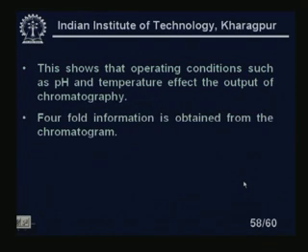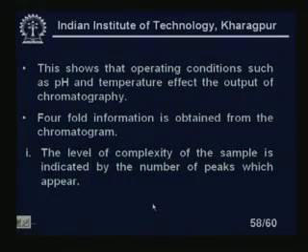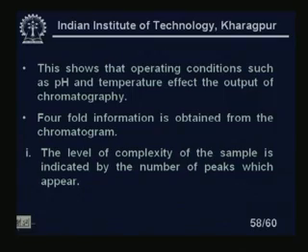Fourfold information is obtained from the chromatogram. What are the different pieces of information I am getting from this chromatogram? We have already discussed them, but let us jot them down one by one. The level of complexity of the sample is indicated by the number of peaks. How complex is the mixture, we can detect from this. So the level of complexity of the sample is indicated by the number of peaks which appear.